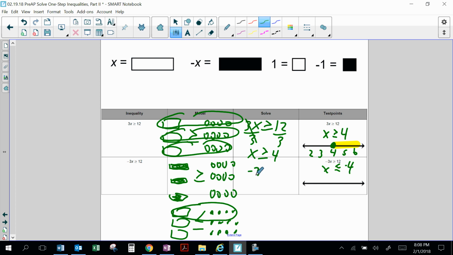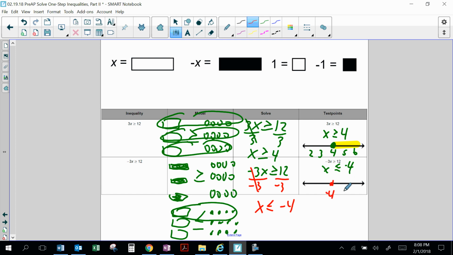Let's do it algebraically, show you what we just did. I need to isolate x, so I need to divide both sides by negative 3. Just cancel. 12 divided by negative 3 is negative 4, and I have to flip this around, reverse it to that way. And let's graph this.